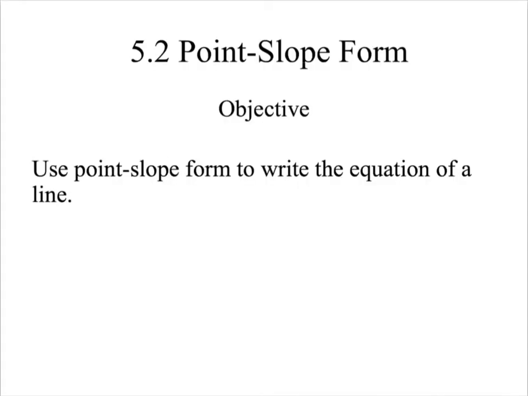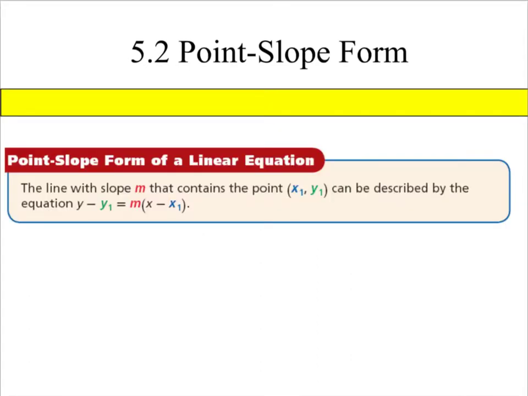We're going to be using point slope form today to write the equation of a line. So the very first thing I want you to write down is the point slope form. Write down that entire slide and I will explain. If you look at this, the line with slope m, we know slope is used with the variable m. So in this equation, y minus y1 is equal to m times x minus x1. M is your slope. That contains the point x1, y1.